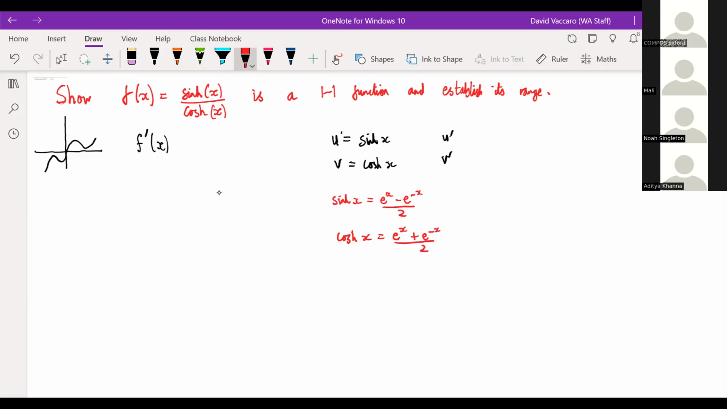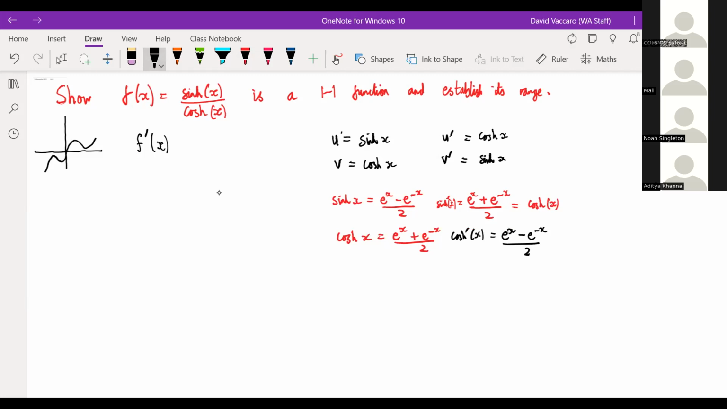And so if we differentiate sinh x, the e to the x remains as e to the x. The negative e to the negative x, we pick up a second negative from the chain rule, and we get that sinh x differentiates to make cosh x. So u dash x is cosh x. If we differentiate cosh x, the e to the x differentiates to e to the x, the e to the minus x differentiates to e to the minus x, and we get that cosh x differentiates to sinh x.